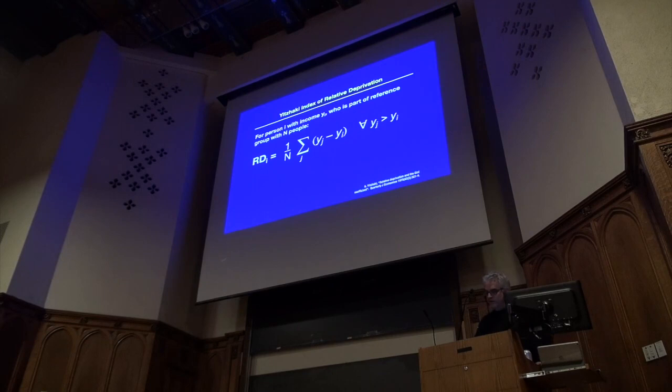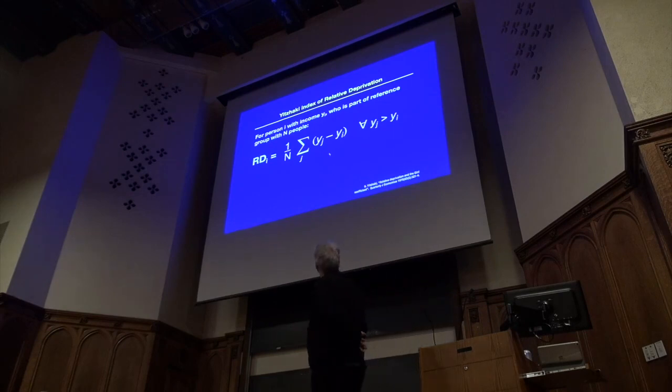Now here's the math for one measure of relative deprivation, the so-called Yitzhaki index. You don't need to stress about this if you have problems with equations, because it really is not doing much. It's just saying for person i with income y sub i, who is part of the reference group with n people, you compute for every person, for all y sub j greater than y sub i, so you take me, I'm i, and you look at all the people, j, who have more money than me. And you subtract their money minus my money. You subtract the difference in income between me and every person who's richer than me. You sum that, and then you divide it by n, which is not the number of people richer than me, but the number of people in the whole group.